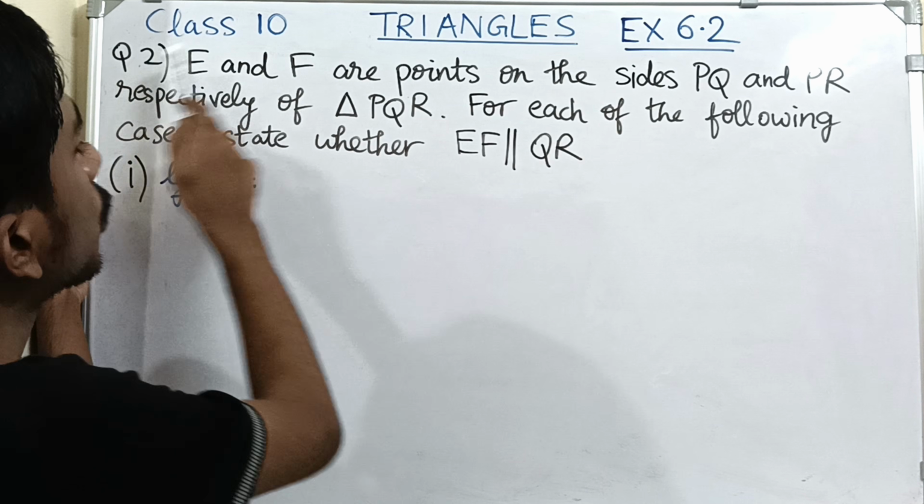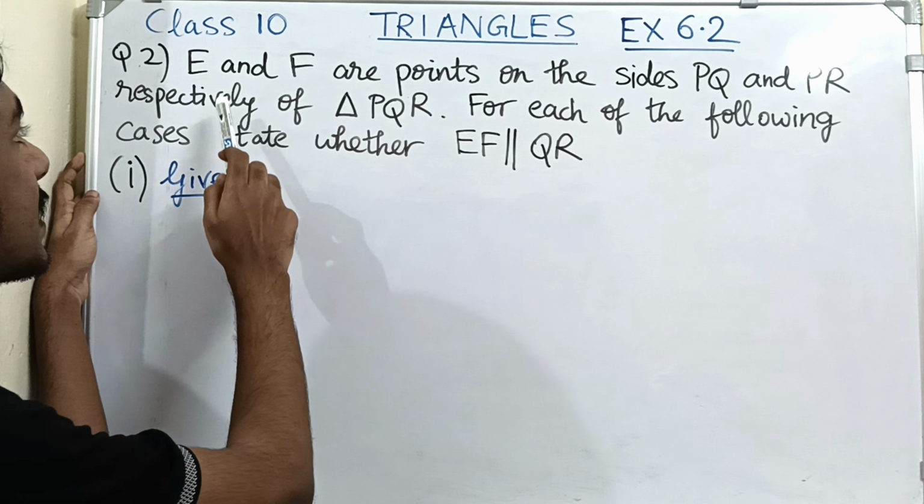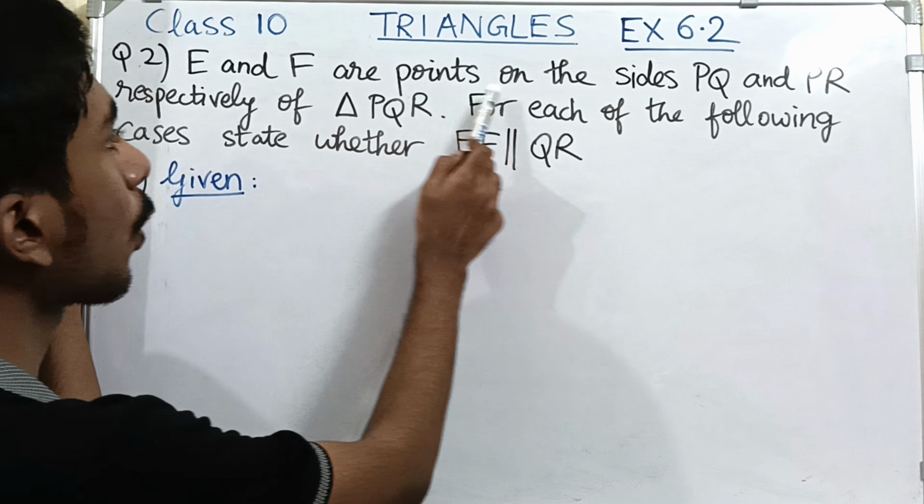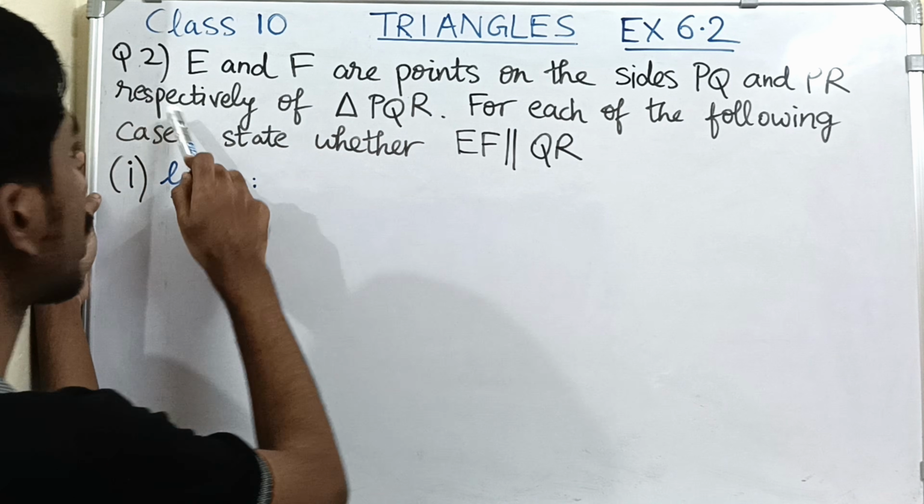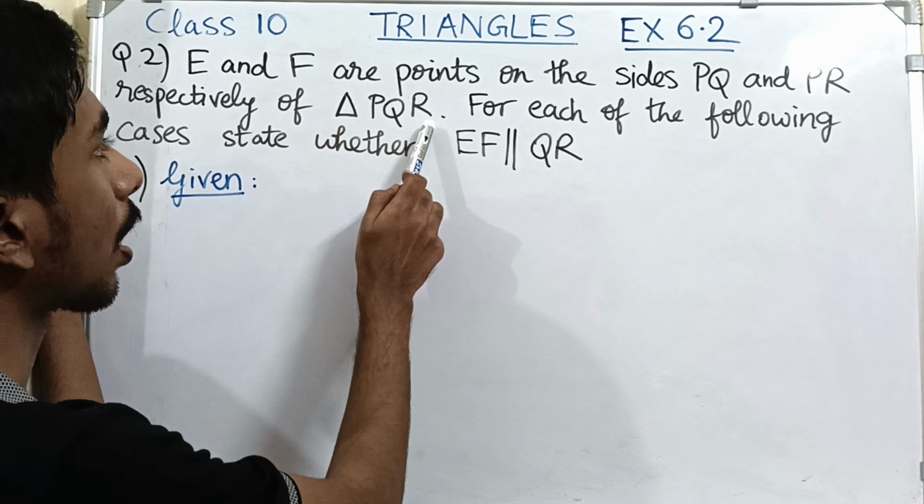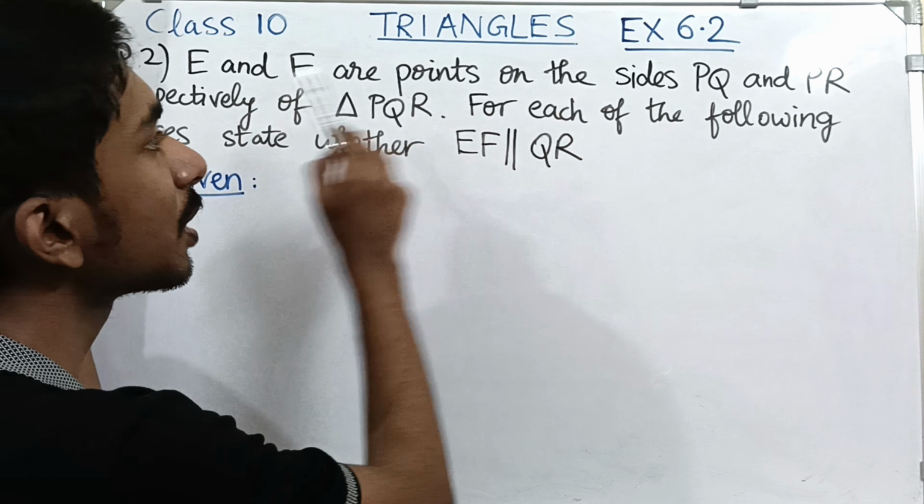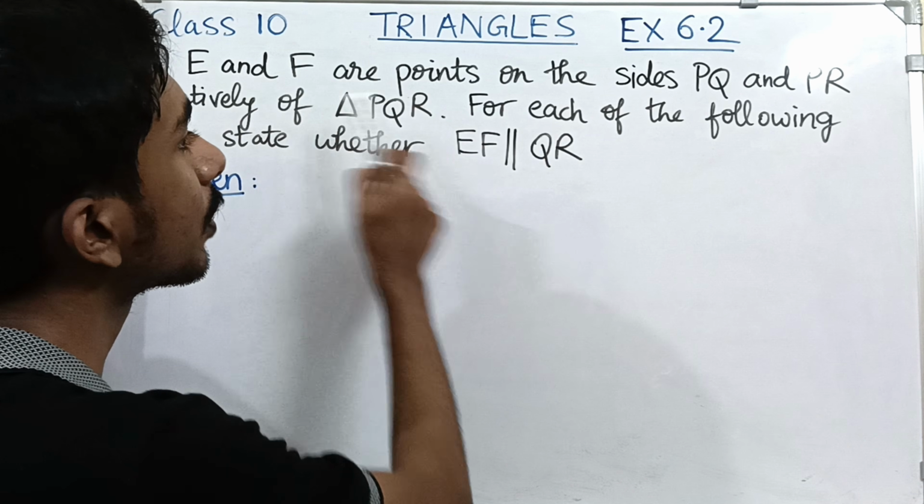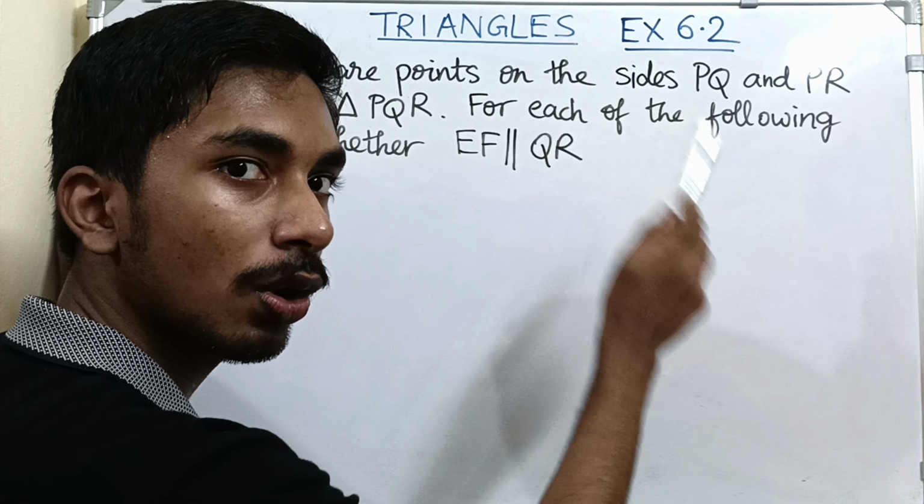Now let us see sum number 2 of exercise 6.2. The question says E and F are points on the sides PQ and PR respectively of triangle PQR. So just the statement is given. No diagram is given. So we have to draw the diagram first.